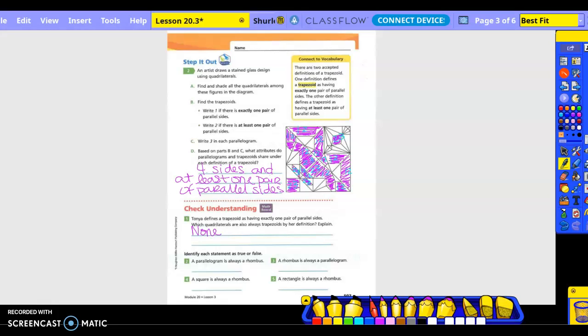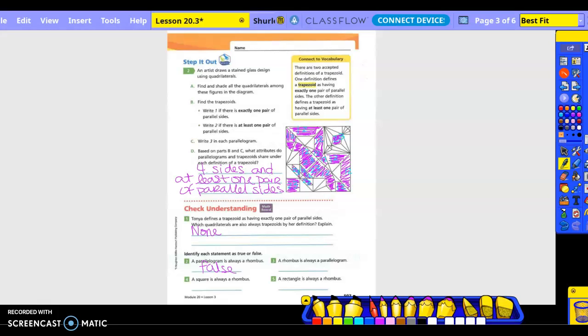Okay. Identify each statement as true or false. A parallelogram is always a rhombus. False. Because a rhombus has to have what? 4 equal sides. Could a kite be a parallelogram? Yes. But it doesn't have 4 equal sides.